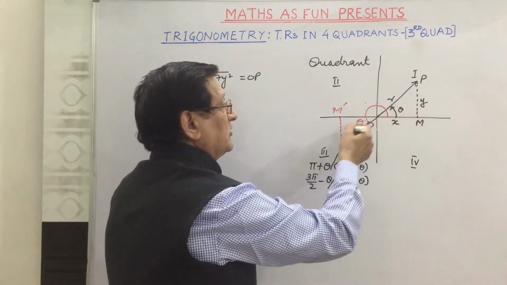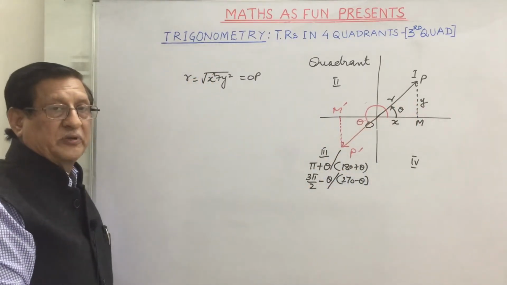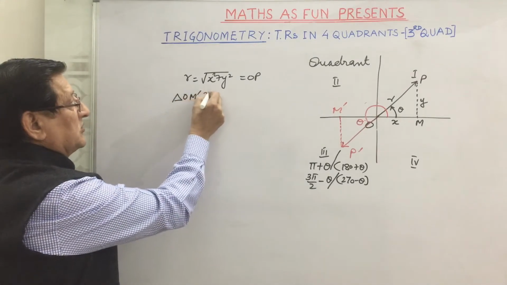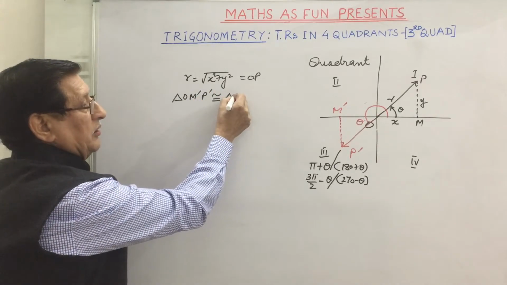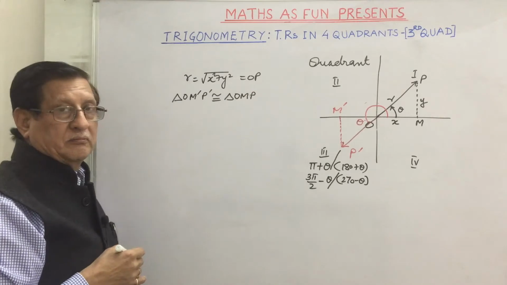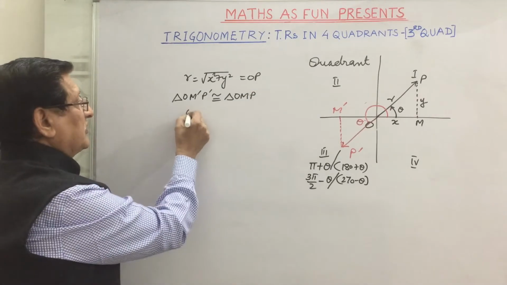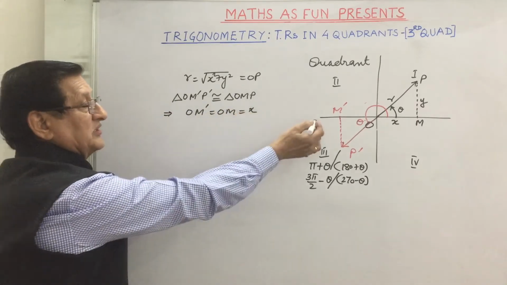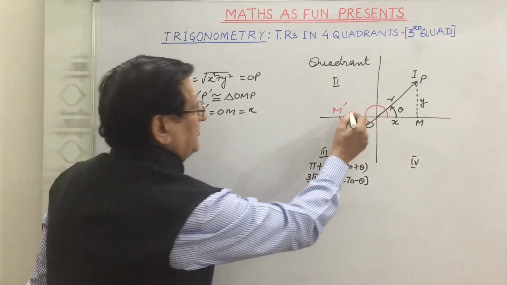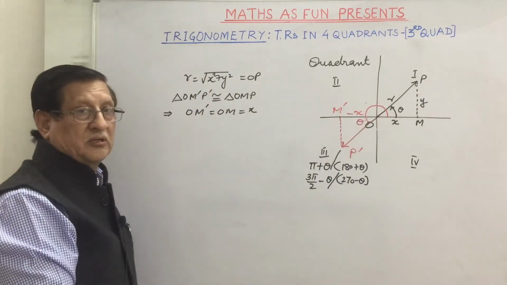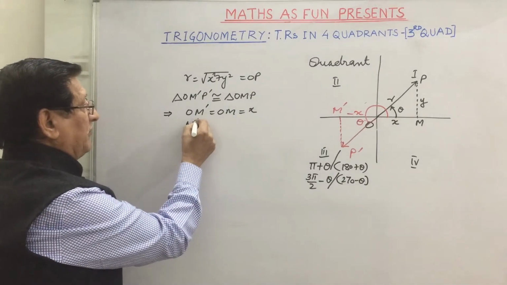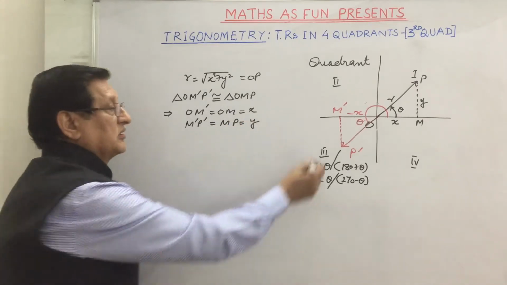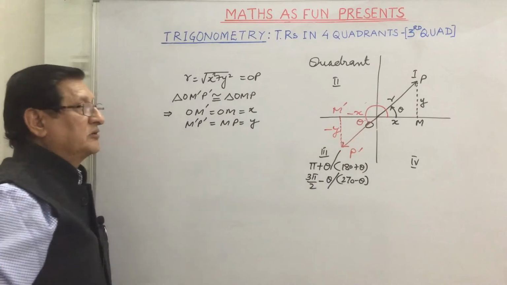These two triangles will be congruent to each other or not. Like we have been doing in the previous, we can write triangle OM dash P dash is congruent to triangle OMP. And if they are congruent, certainly we can say that OM dash will be equal to OM, that will be equal to X, but this is in negative direction, so we can say this will be minus X. And also we know that M dash P dash will be same as MP, that will be equal to Y. But it is in the negative direction here also, so we take this as minus Y.